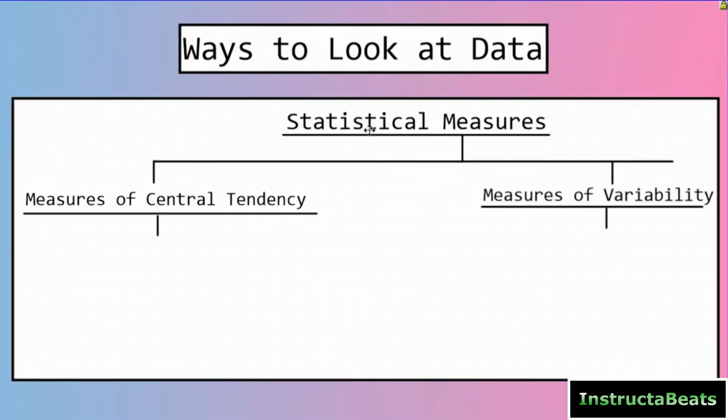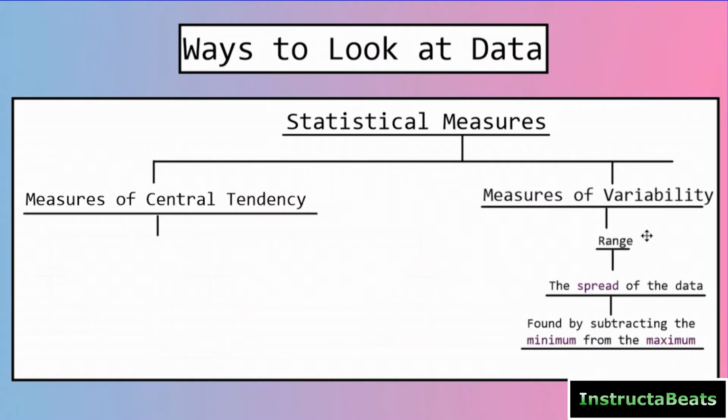So we have ways to look at data, and we have our statistical measures, okay? So this is our topic for our tree map, and there are 2 different ways that we're going to learn about that help us measure the statistics, the data that we have. The first one is measure of central tendency. We just talked about that, so trying to measure that middle group. And the other one is measures of variability. In other words, we want to measure the differences in our data.